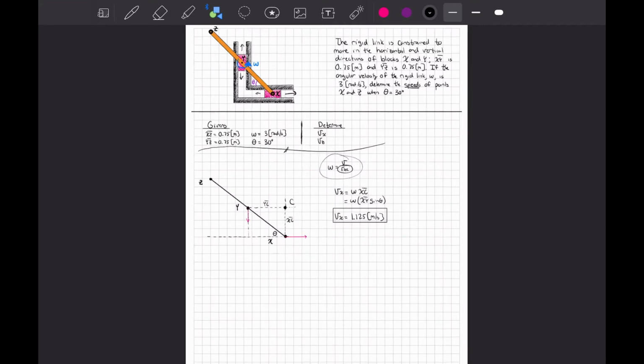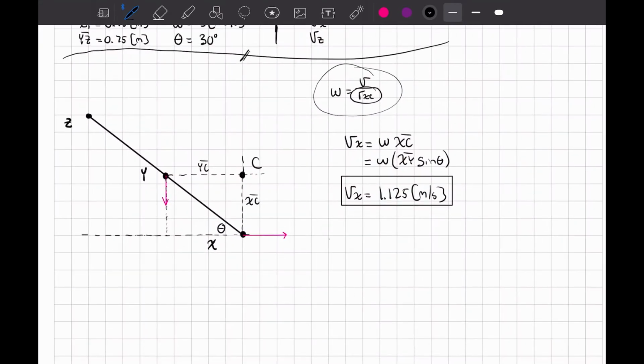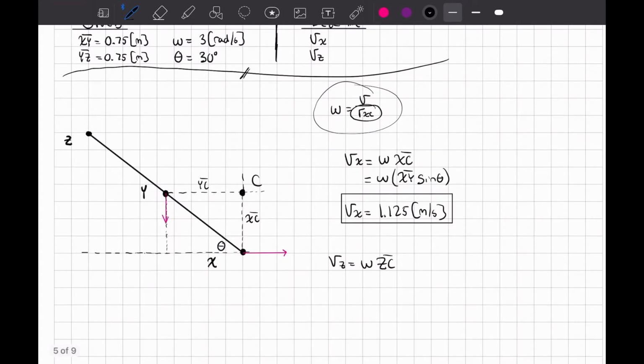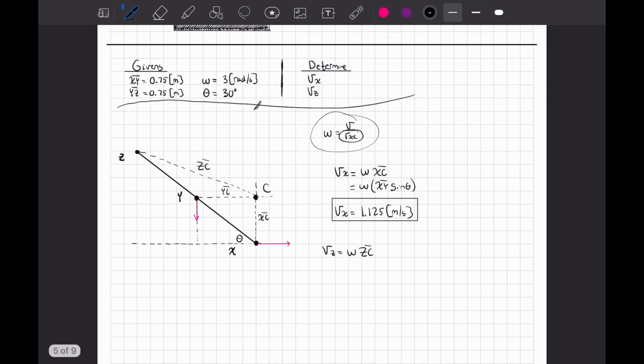Okay, great. Now we just got to do the same thing for Vz. So we'll just write Vz is going to be equal to omega times, what do we want to call this guy? We'll call it Zc, where that represents the distance from z to the instantaneous center of zero velocity. So I'll draw that in now. Hopefully that's not too bad of a drawing. And okay, so now our goal is to determine Zc.